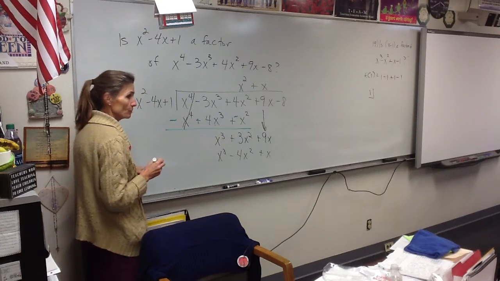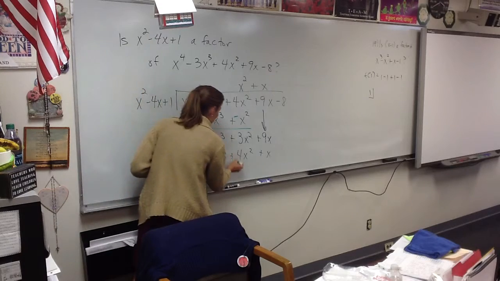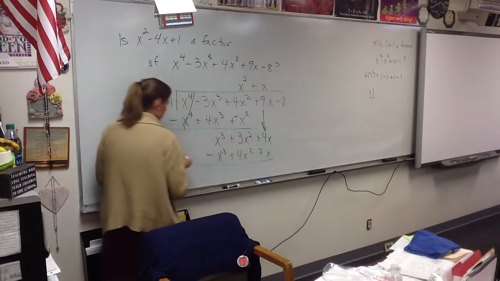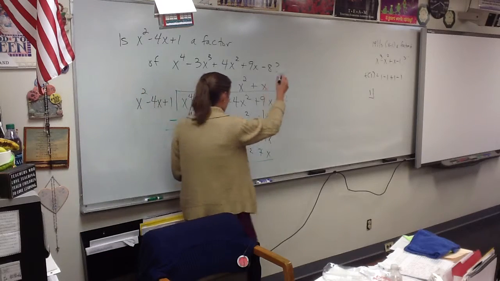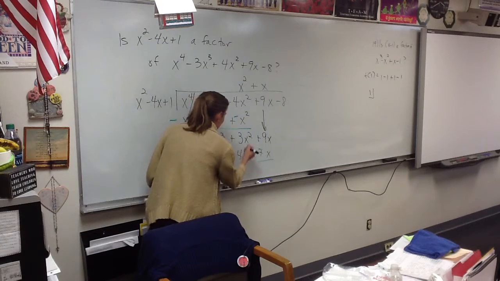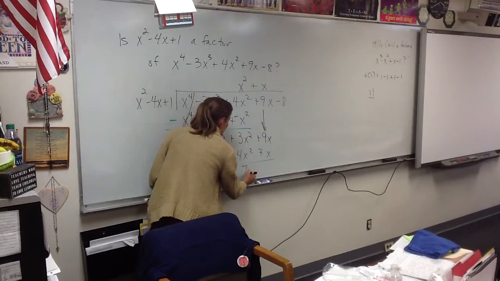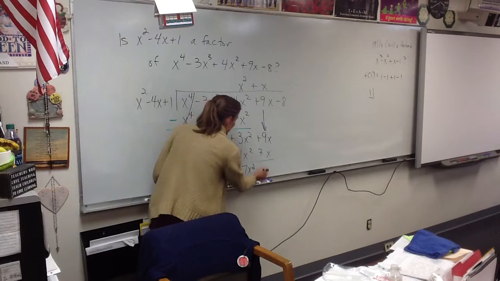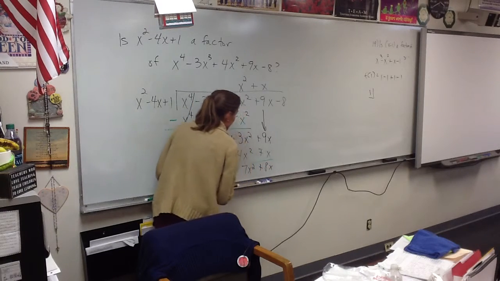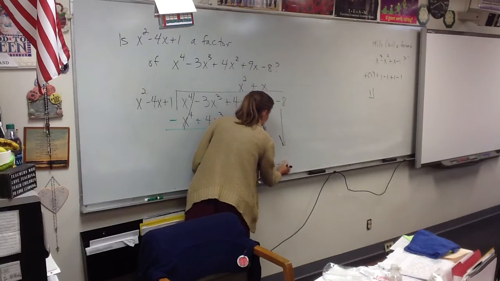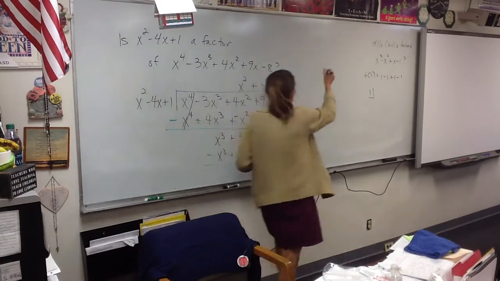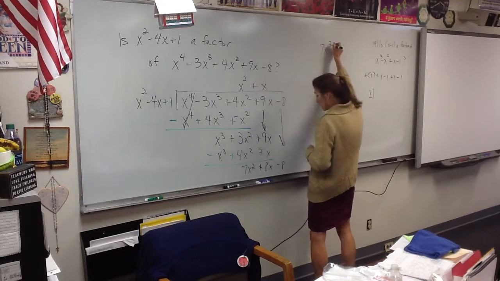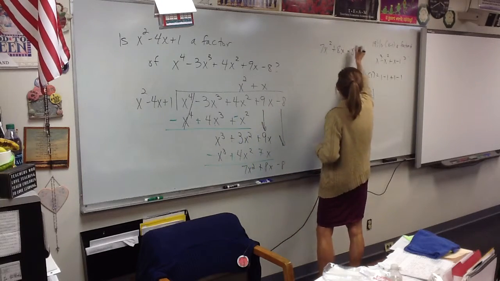Now what am I going to do? Subtract. And I've got, I'm going to write it up here. I'll write down here first. So that's 7x squared plus 8x. And then I'm going to bring down my negative 8. So I have my 7x squared, my plus 8x, and my negative 8.